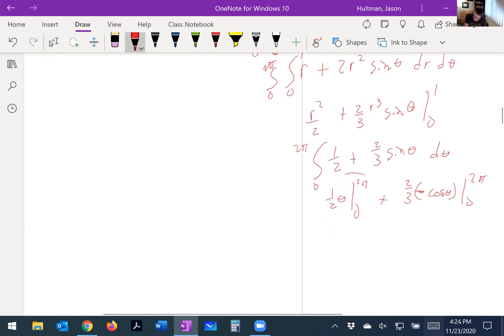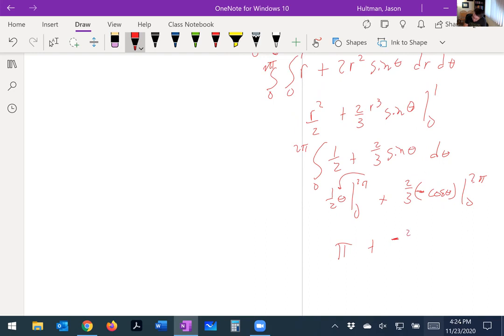Okay, so plug in the 2 pi here. The 2 pi and the 2 cancel, leaving us with pi. Plug in 0, you get 0. Plug in 2 pi here, this is negative, cosine of 2 pi is 1, so this is negative. Plug in 2 pi, you get 1.